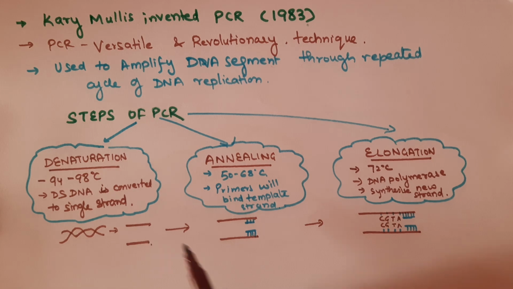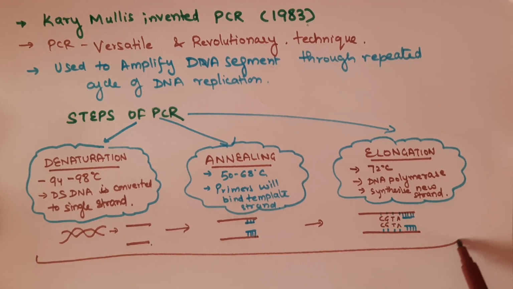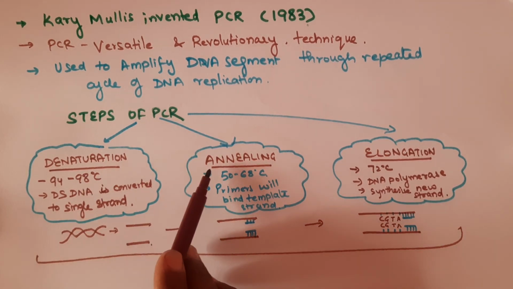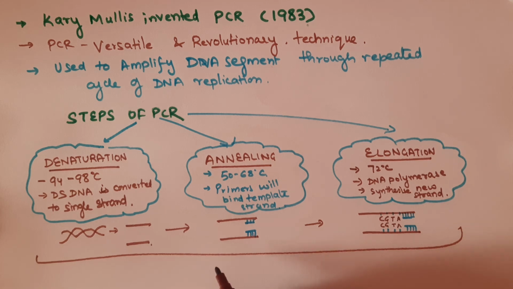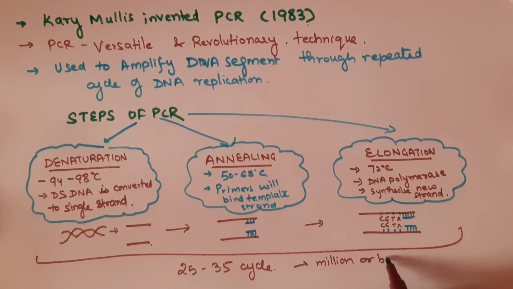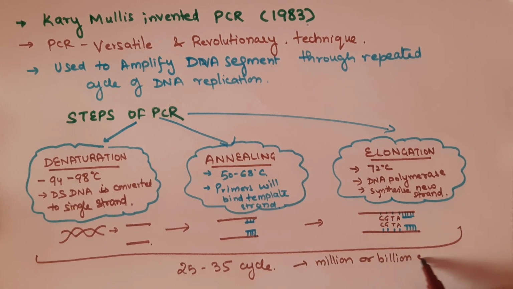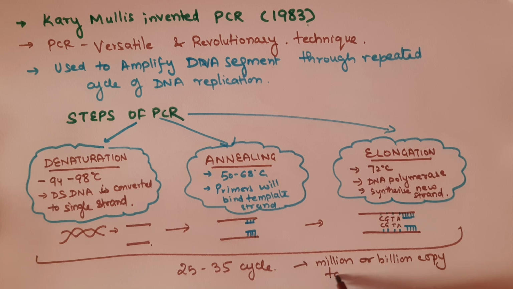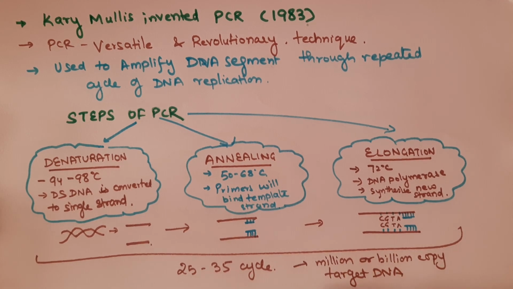Now this cycle of denaturation, annealing and elongation is repeated multiple times, around 25 to 35 times. This cycle is repeated, and it will give millions or billions of copies of the targeted DNA. So the targeted DNA that we want to amplify will be amplified through the polymerase chain reaction.